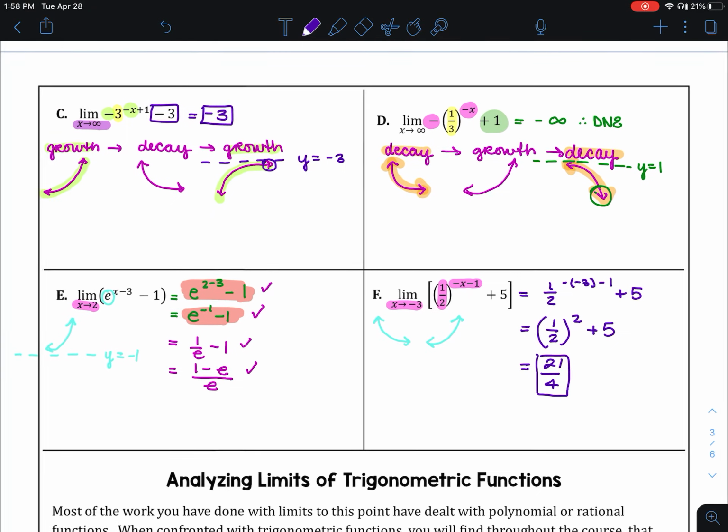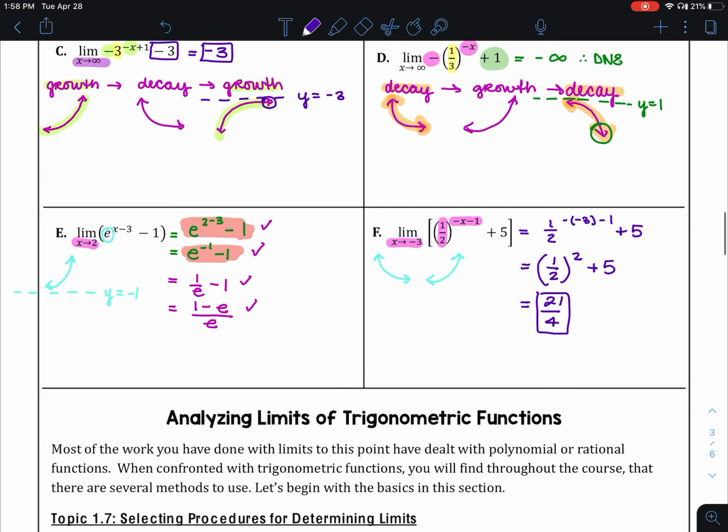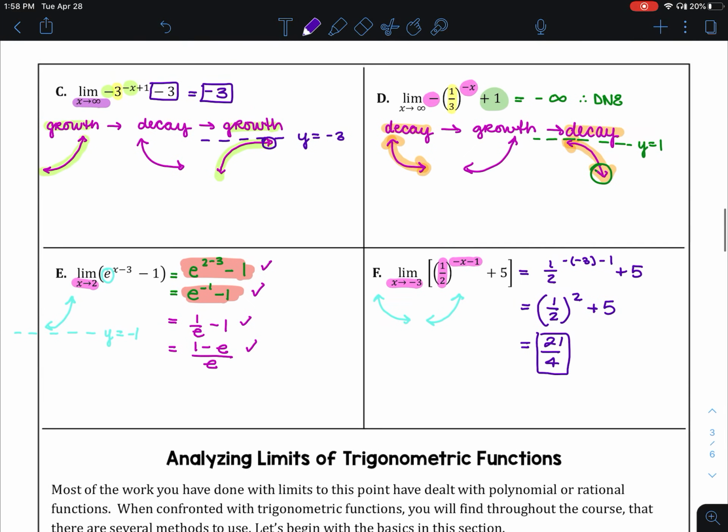All right, so moving on from Monday, we're going to talk about the other types of transcendental functions, which are trig functions. If you have any questions, please make sure you reach out.